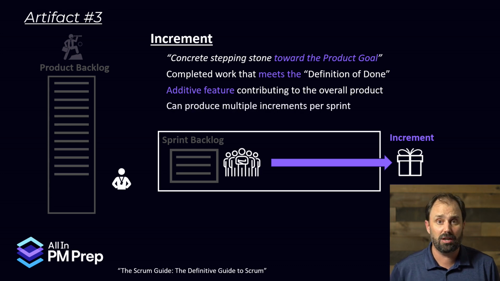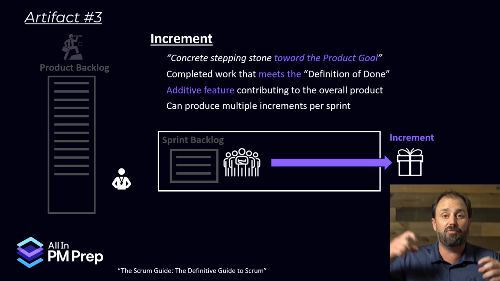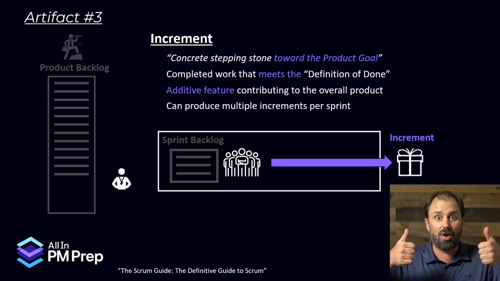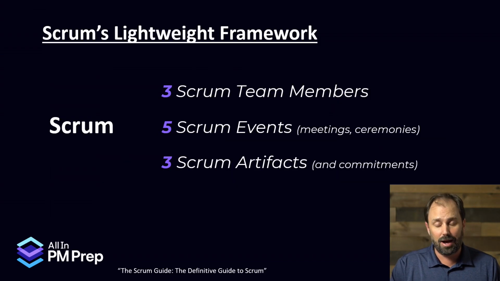Now, during a sprint, you can produce a couple increments. It's not just one little Christmas present. If you get multiple functionalities, better for the customer, right? And so you can produce multiple increments per sprint. That's a good thing, right? So those are the 3 artifacts.